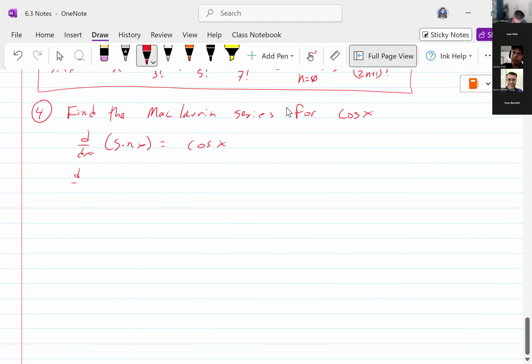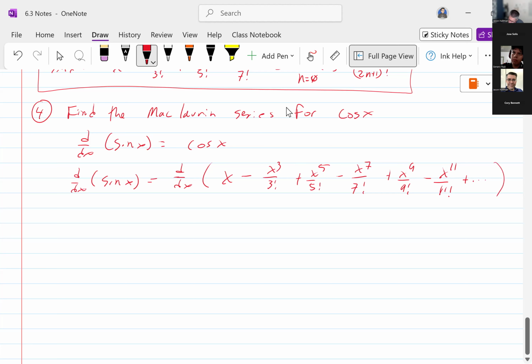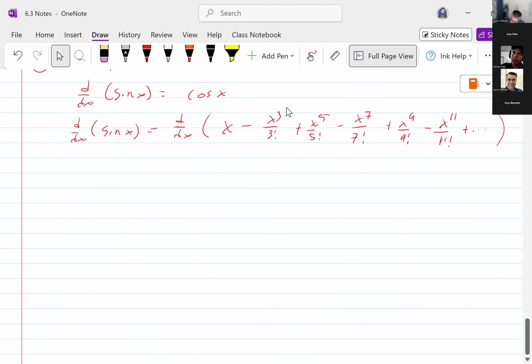So d/dx of sine x would then be equal to the derivative of the power series x minus x cubed over 3 factorial plus x to the 5th over 5 factorial minus x to the 7th over 7 factorial plus x to the 9th over 9 factorial minus x to the 11th over 11 factorial plus ... forever. So let's take the derivative term by term.